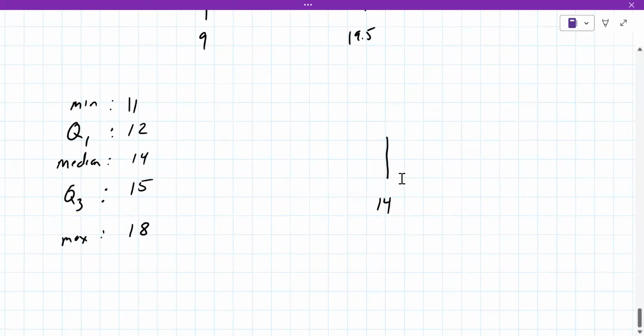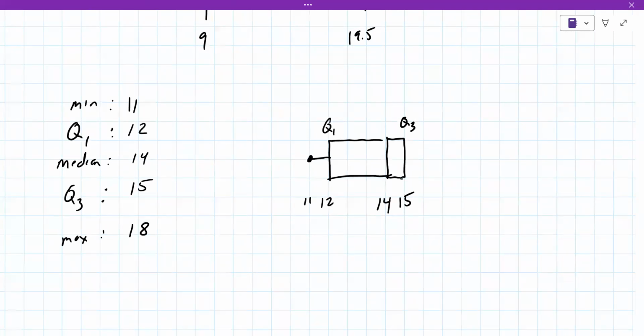Consider each of these boxes on my screen to be 1. So Q3 is 15. And then Q1 is 12. And then the min is 11. That's the whisker right there. And then the max is 18. There's another whisker for that. So this is your box plot. So it's a box, a rectangle, and some whiskers. If there were outliers, we would deal with that later, but there are none, so we don't have to worry about that.